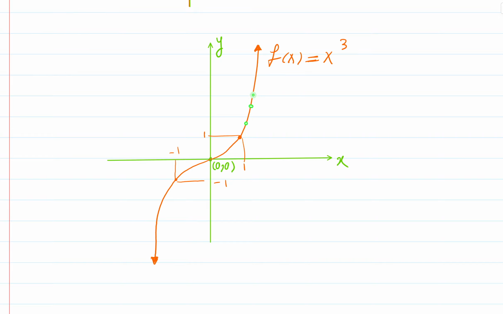And for every point on the graph of the function in the first quadrant, there is a corresponding point in the third quadrant. And if there is any point in the second quadrant, the corresponding point is in the fourth quadrant, and vice versa. So again, a function is odd if it is symmetric with respect to the origin.